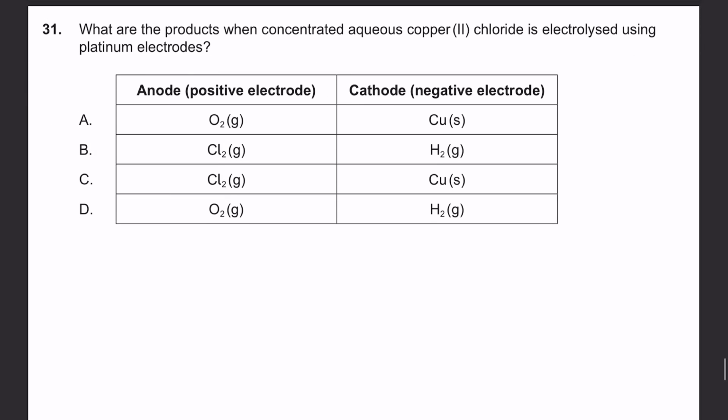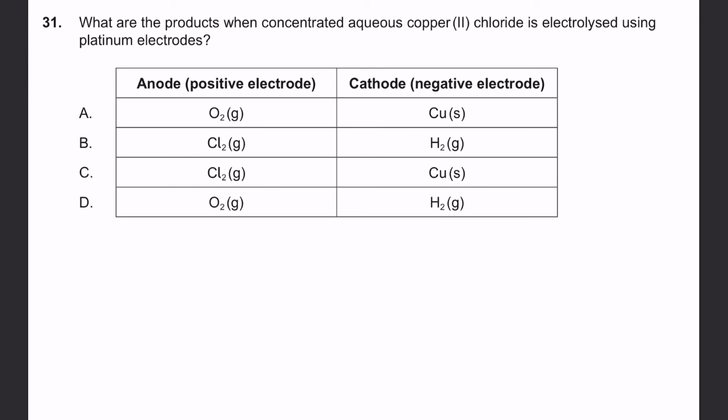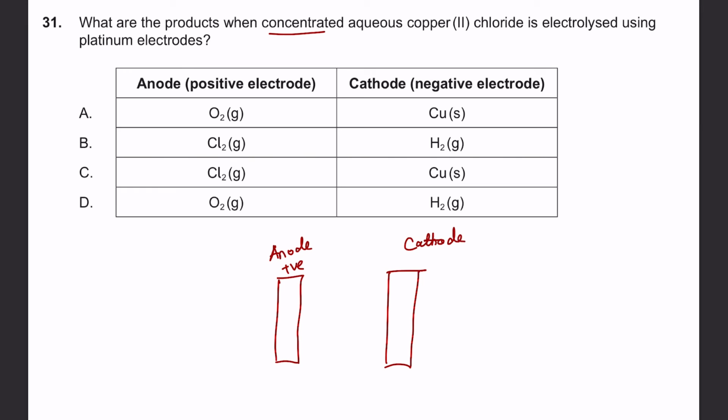Moving on to 31. In this case, we have aqueous copper chloride, a very concentrated copper chloride solution, which is electrolyzed using platinum electrodes. So let's say this is the anode. This is positive. This is the cathode. This is negative.